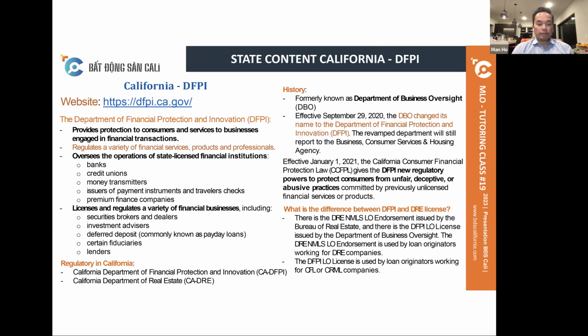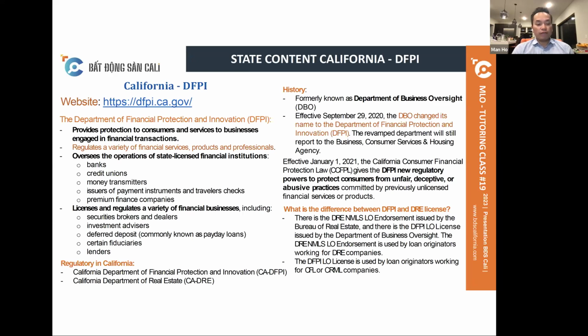Deferred deposit is another financial business, which is the payday loan kind of thing, and the check cashing I mentioned earlier. There are also certain fiduciaries, institutions, and lenders. Regulation in California includes the California DFPI, or California Department of Financial Protection and Innovation. It's a long name, but I don't think it's hard to memorize. You don't even have to memorize it, you just try to match the acronym with the actual description, whenever you hear about the DFPI, Department of Finance, Protection, and Innovation.